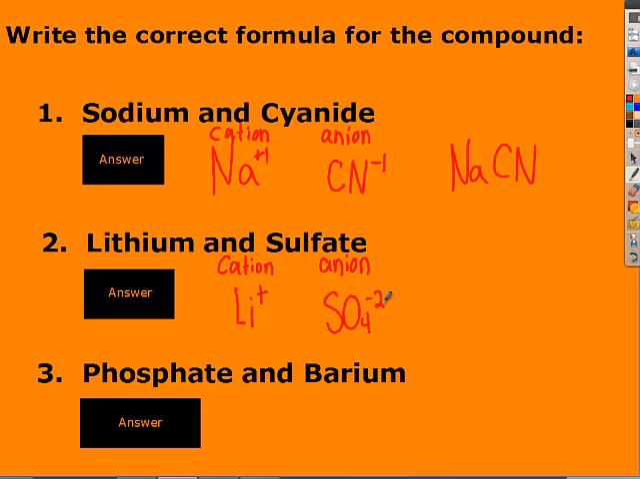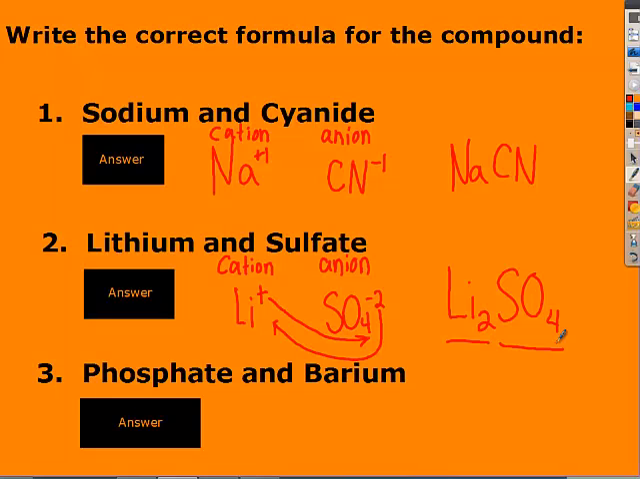I'm going to cross my charges. Now when I cross this one over, I'm going to have 1 sulfate. So I don't need to put the 1, but I need to put the 2, and I have 2 lithiums. So the formula is going to be Li2SO4. So I have 2 lithiums, and I only have 1 sulfate. Okay?